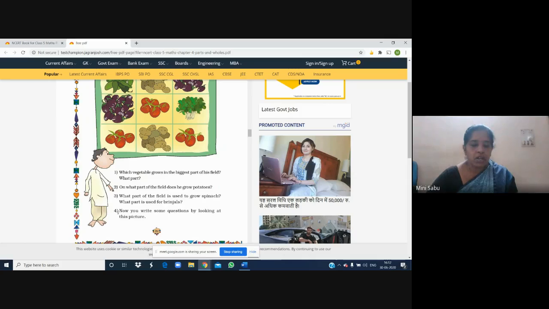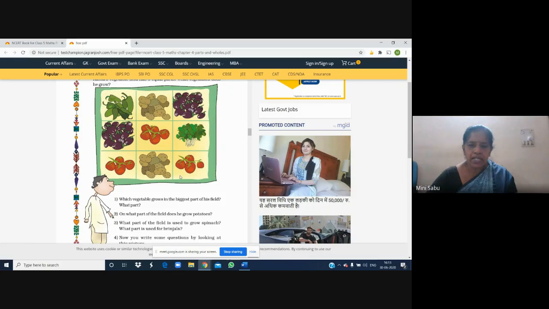Question 4. Now you write some questions by looking at this picture. There are chances for making some more questions. Similar questions you can see. We haven't asked any question about the green chilies. You can ask one question about green chilies. How do you ask? You can follow the same pattern: on what part of the field does he grow green chilies?